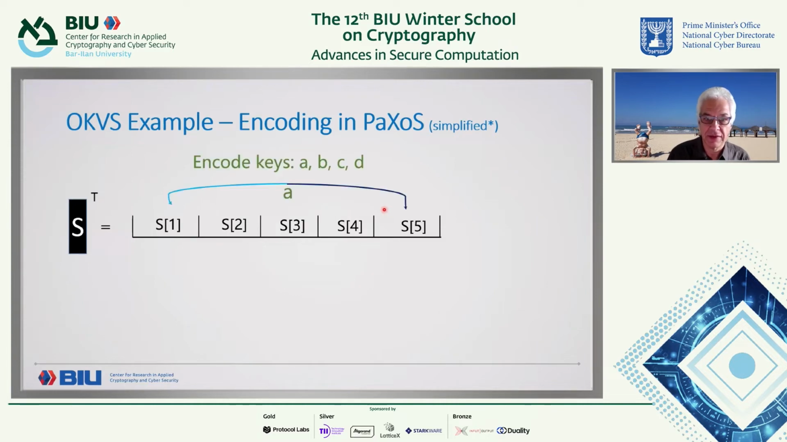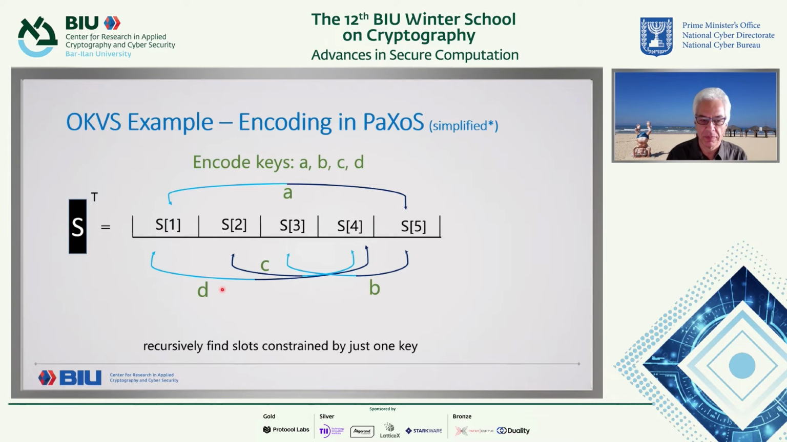So luckily here, we have a simple, linear time procedure, which works like this. Suppose we have 4 items, and each of them is mapped to 2 locations in the table, and we need that x of S1 and S5 is equal to the value of A, x of S3 and S5 is equal to the value of B, the value of C, the value of D. We have all these restrictions.